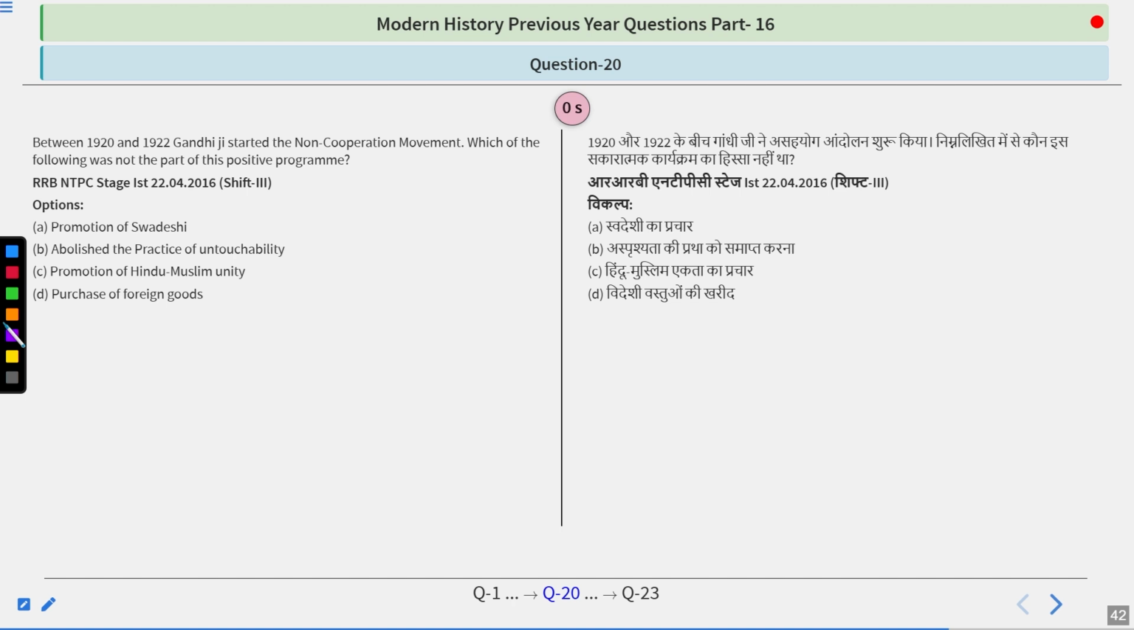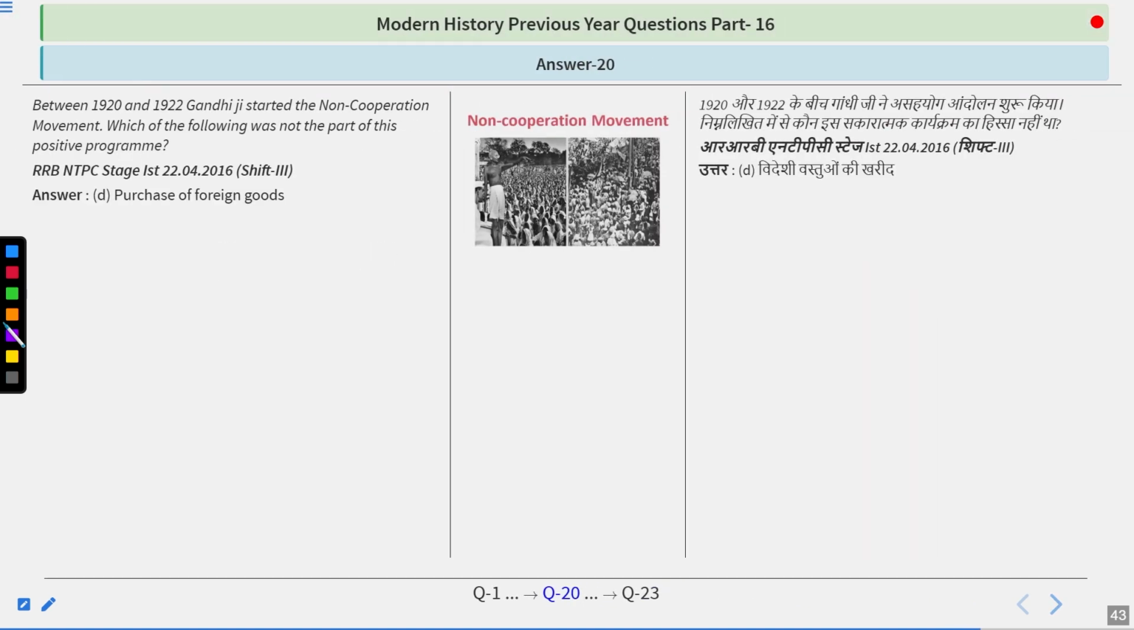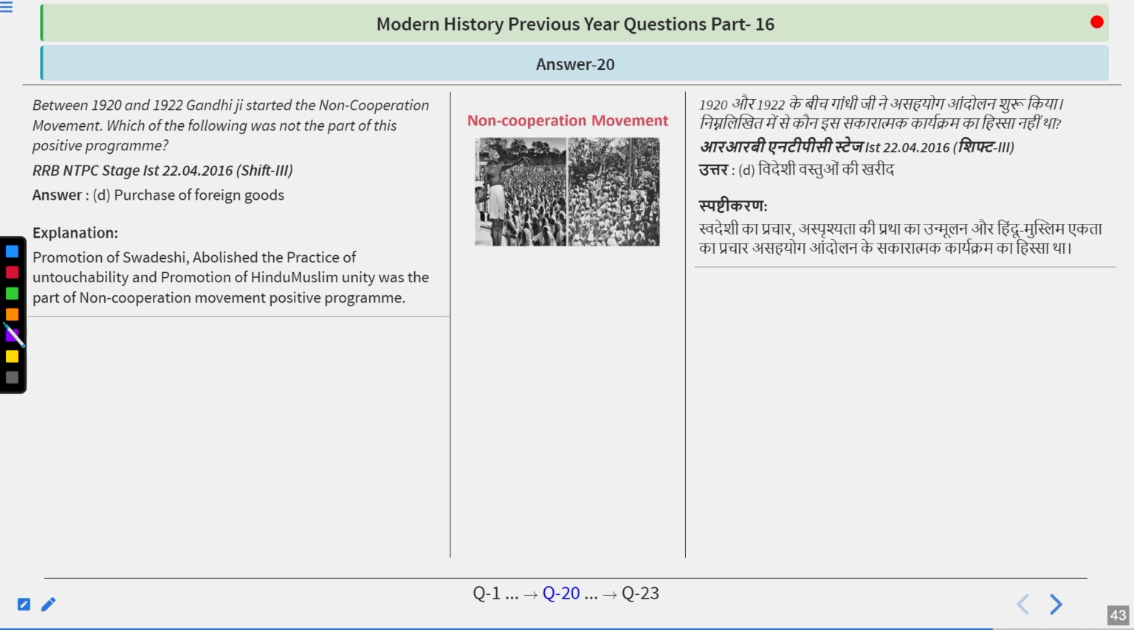And I guess the answer you are giving is quite simple and right, because the answer is purchase of foreign goods. Promotion of Swadeshi, abolishing the practice of untouchability, and promotion of Hindu-Muslim unity were part of the non-cooperation movement's positive program. Apart from that, boycott of British goods, British services, British jobs, and the British Army were all part of the non-cooperation movement, but the purchase of foreign goods was not. So do remember, the answer is D.